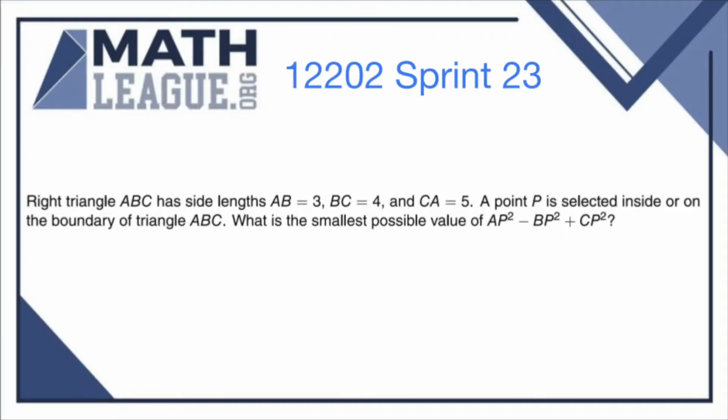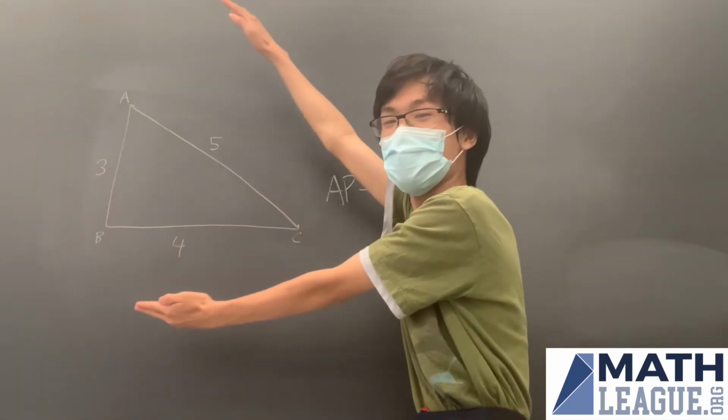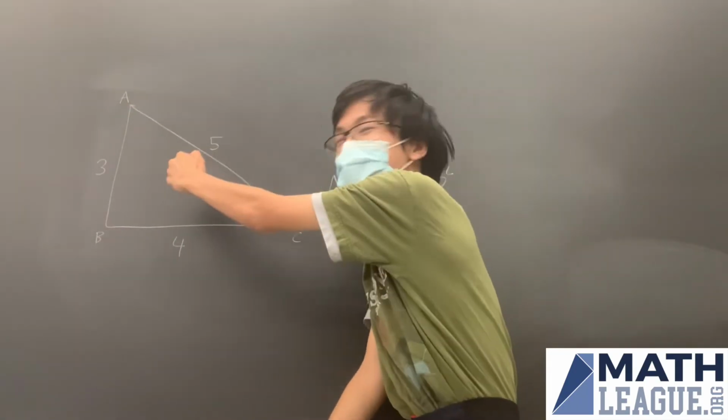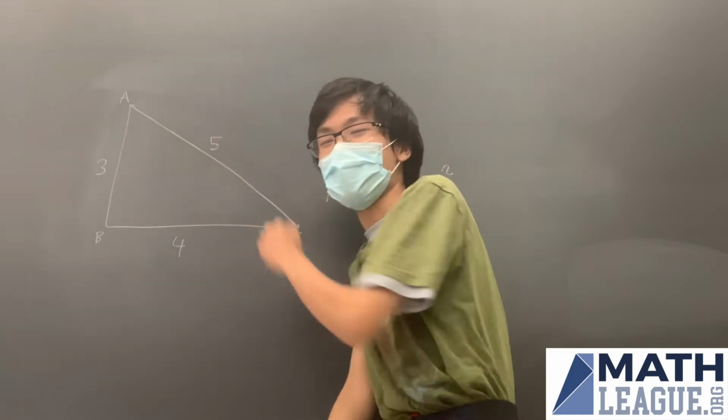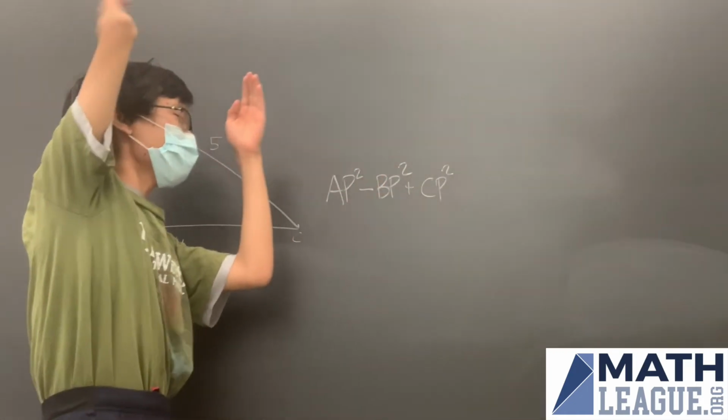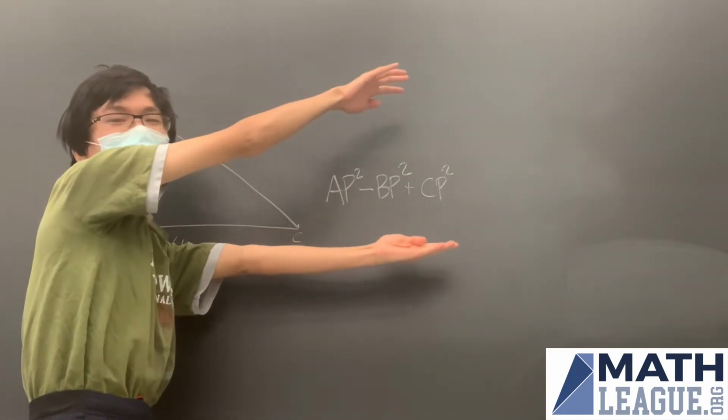Today I'm going to do 12202 sprint 23, but rather than use the British flag theorem, I'm going to use some other strategy. I've got this 3, 4, 5 right triangle, and a point P somewhere in or on that right triangle, and I need to find the minimum possible value of this value right there.